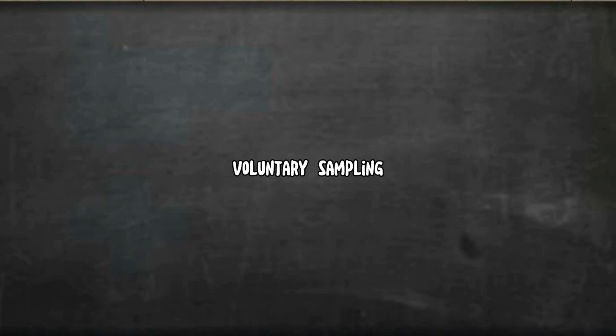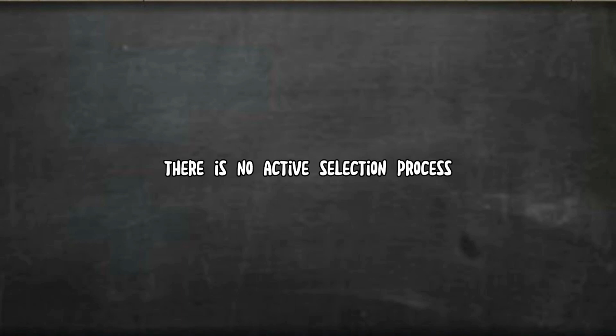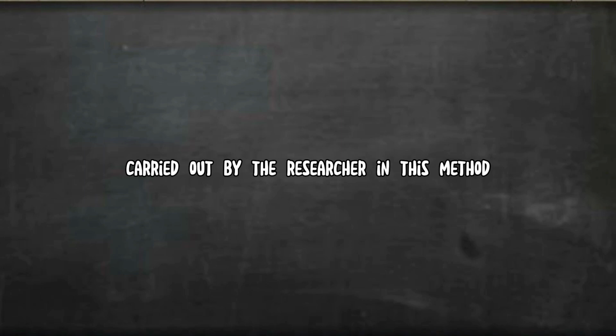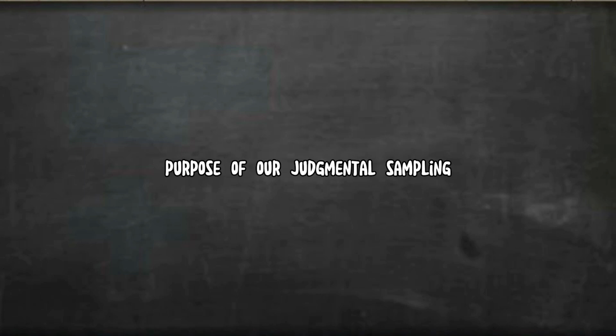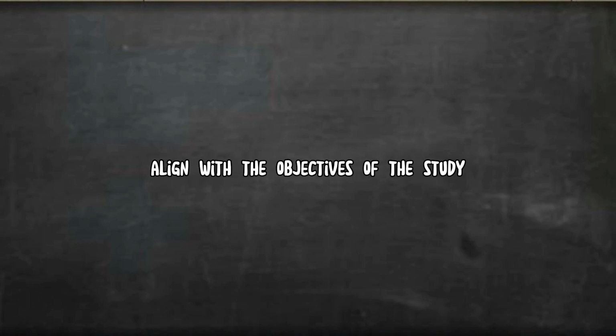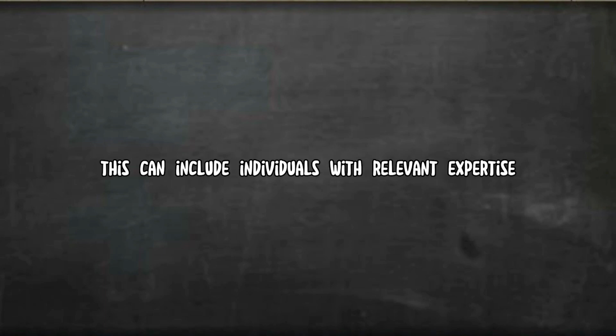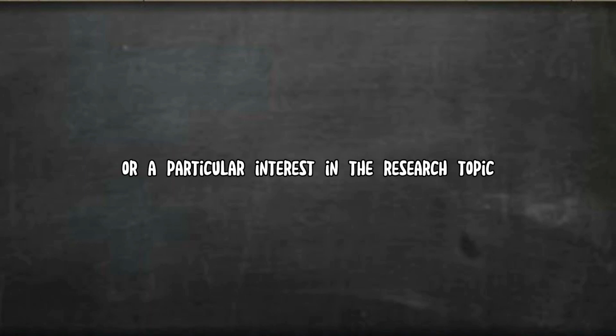Voluntary sampling. In voluntary sampling, individuals who voluntarily choose to participate in the study constitute the sample. There is no active selection process carried out by the researcher in this method. Purposive or judgmental sampling. Purposive or judgmental sampling involves selecting individuals who the researcher believes align with the objectives of the study. This can include individuals with relevant expertise or a particular interest in the research topic.